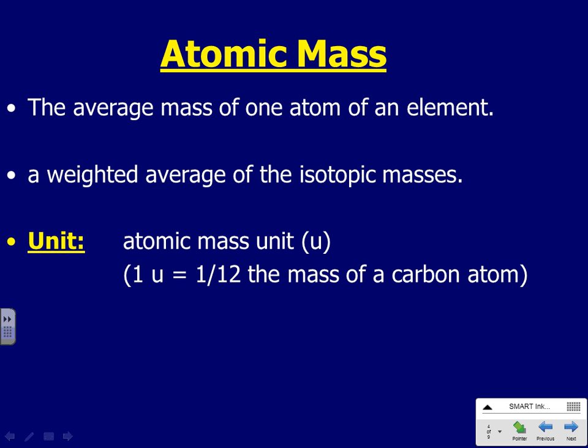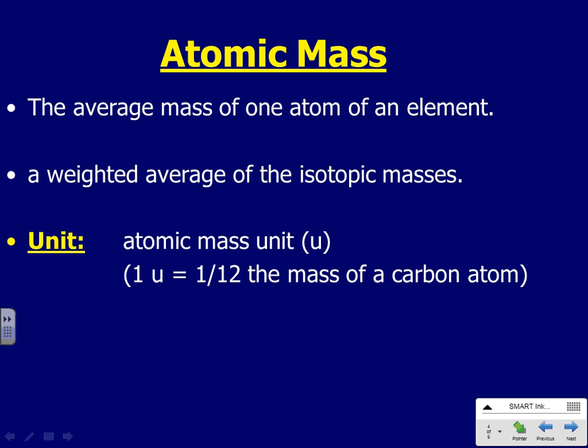Again, the unit that we use is u. It's a lowercase u. It represents 1/12 the mass of a carbon atom. And that's just a reference point. That's just what scientists have deemed to be 1 u unit. They just defined it that way. And a u is a very small mass. We'll talk about what that mass is in a moment. But right now, we'll just deal with the fact that it's a tiny mass, 1 u.